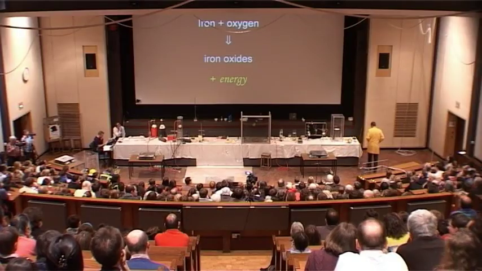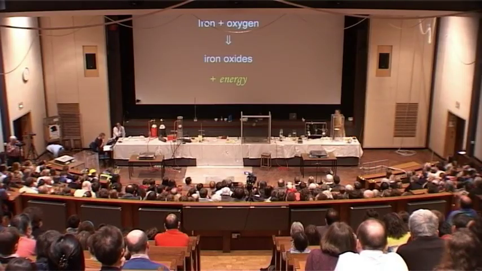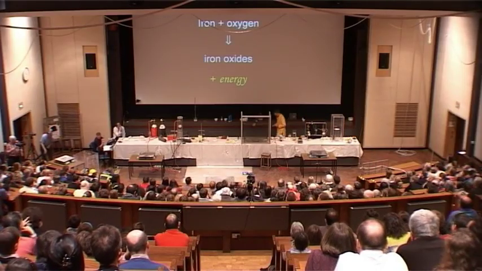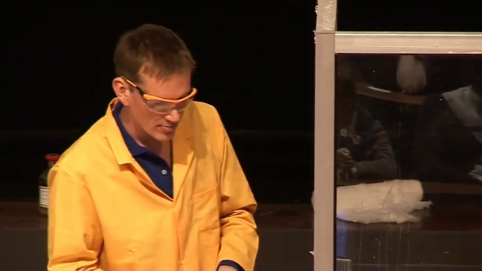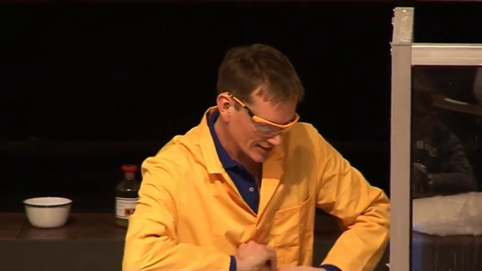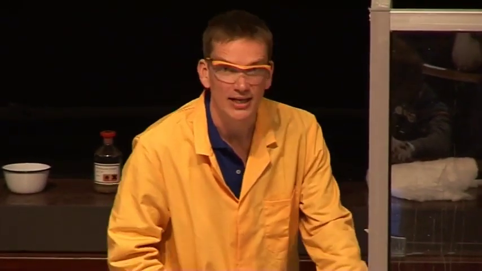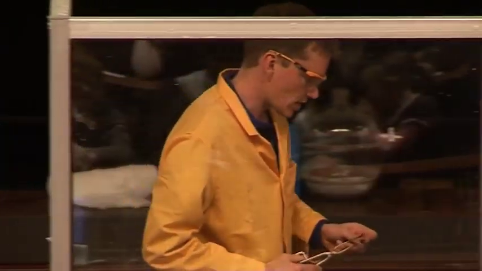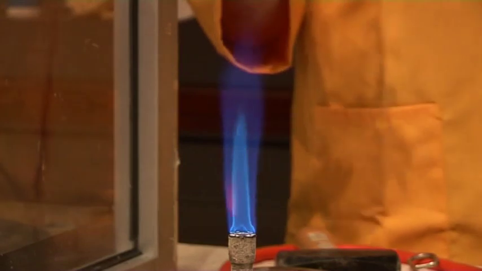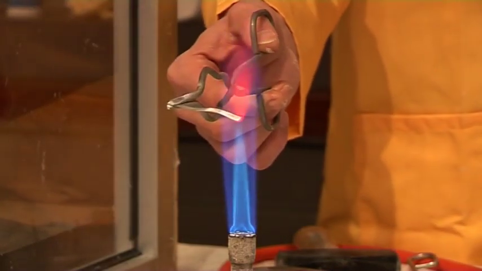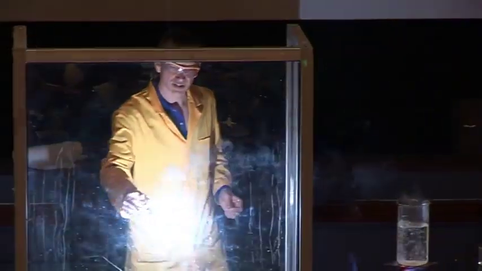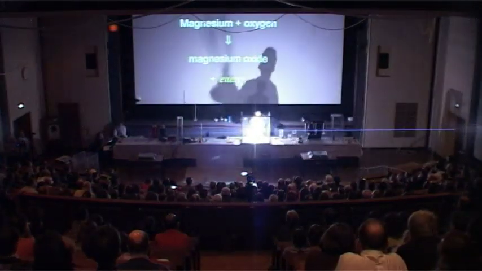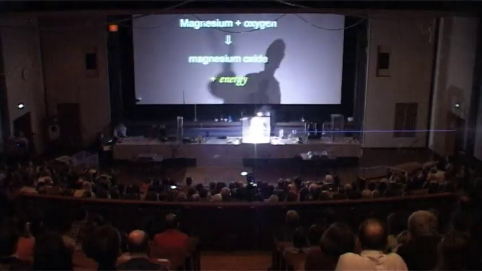Well, some other metals are even more reactive than the iron that we saw, and one of these is magnesium. Magnesium is just a silvery metal. This is in the form of magnesium ribbon here, and this burns in air very easily and gives out a lot of energy in the form of light and heat, but a brilliant white light. So you can see this here. We have the lights down, please. So a brilliant white light as the magnesium reacts with the oxygen from the air.